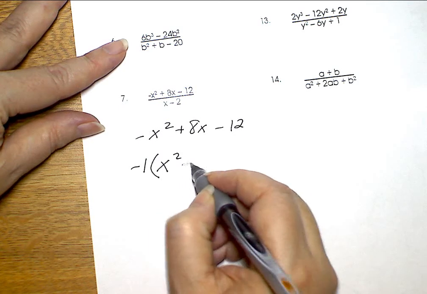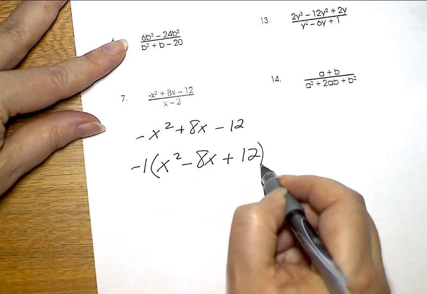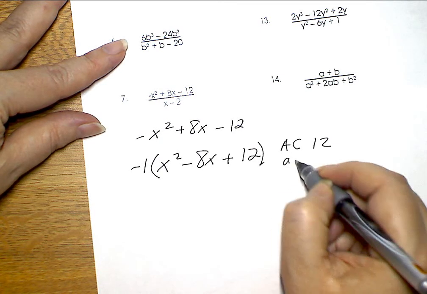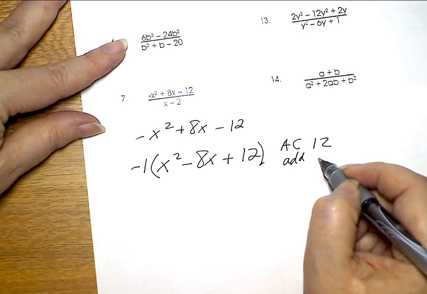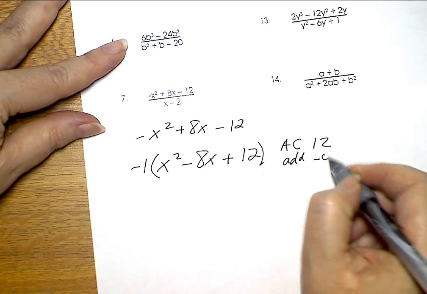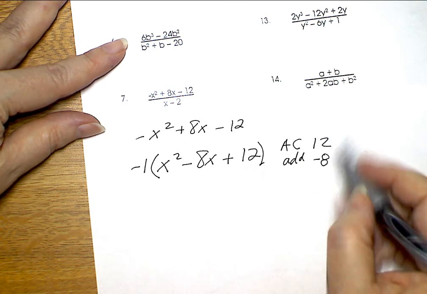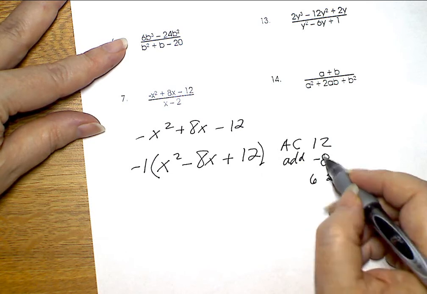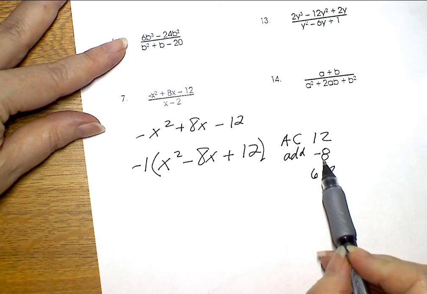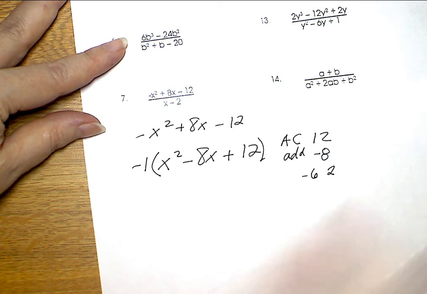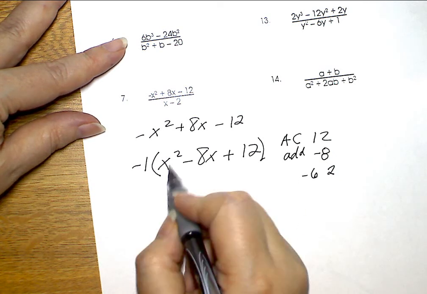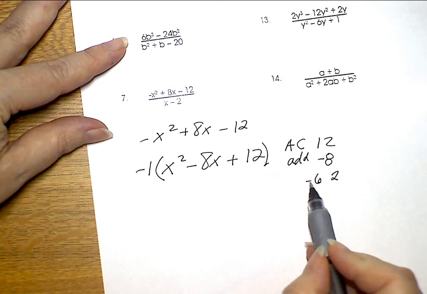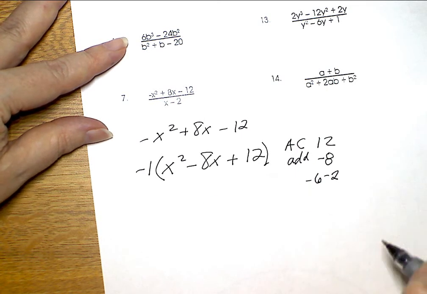minus 8x plus 12. So AC is 12, and I'm looking for something that adds up to negative 8. Yep, does everyone see that? 6 and 2, and we want negative 8. Negative 6, positive 2? Oh, both negative. Yep, both are negative.